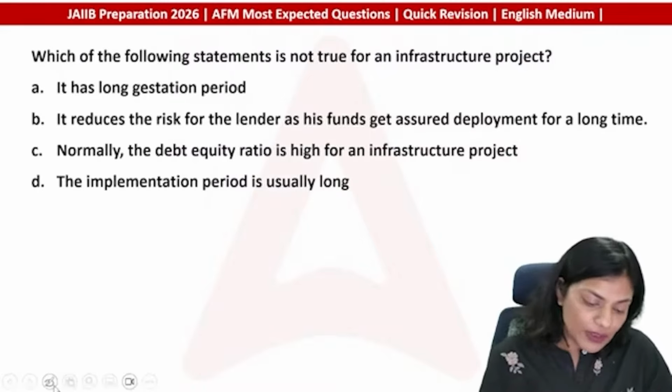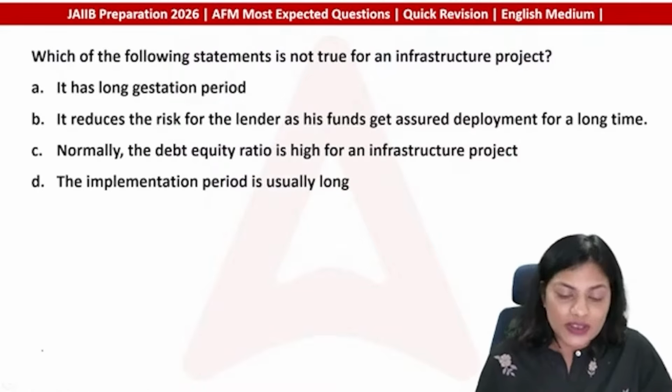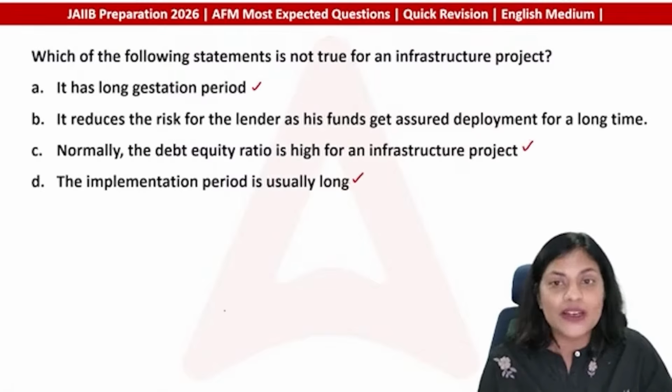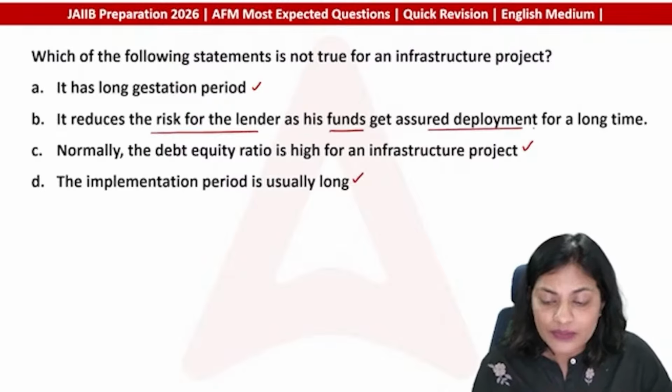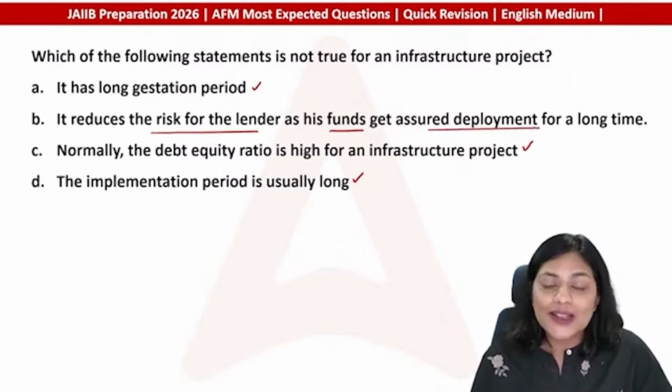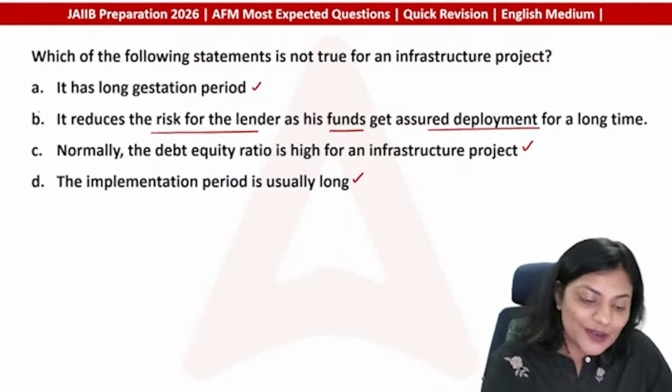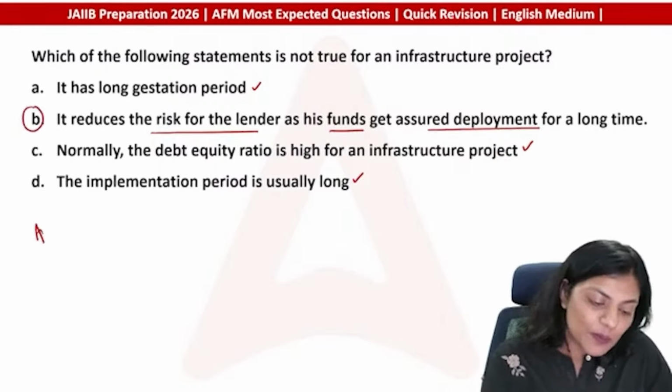So which of the following statement is not true? Number one, it has long gestation period. Correct. The debt equity ratio is high. Yes. The implementation period is long. It reduces the risk for lender as his funds get assured deployed. But that's not the concept of risk, right? So the answer here would be option number B. This is not correct.